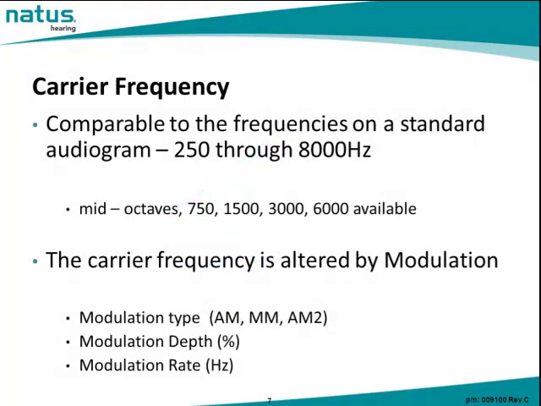The stimulus in ASSR is called the carrier frequency. The carrier frequency is comparable to the frequencies on a standard audiogram, 250 through 8,000 Hz. Mid-octaves are available with ASSR testing and the Master 2 software. The carrier frequency for ASSR testing is altered by modulation. What type of modulation? There are several types: amplitude modulation, frequency modulation, mixed modulation, exponential modulation, and the modulation is also defined in terms of its depth and its rate. We'll discuss each of these in a bit of detail.